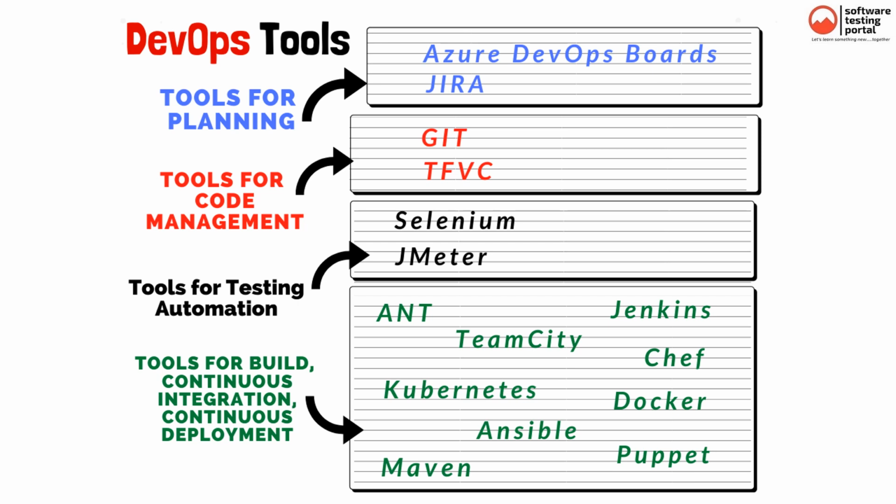Then comes the main category of DevOps tools, which is tools for build, continuous integration, continuous deployment and monitoring. It has a wide variety of tools, some of them are Ant, Maven, Jenkins, Bamboo, TeamCity, Docker, Kubernetes, Splunk, Puppet, Chef, Ansible, Shippable and Nagios. These tools are so popular and commonly used in DevOps, we will discuss these tools in some other video.